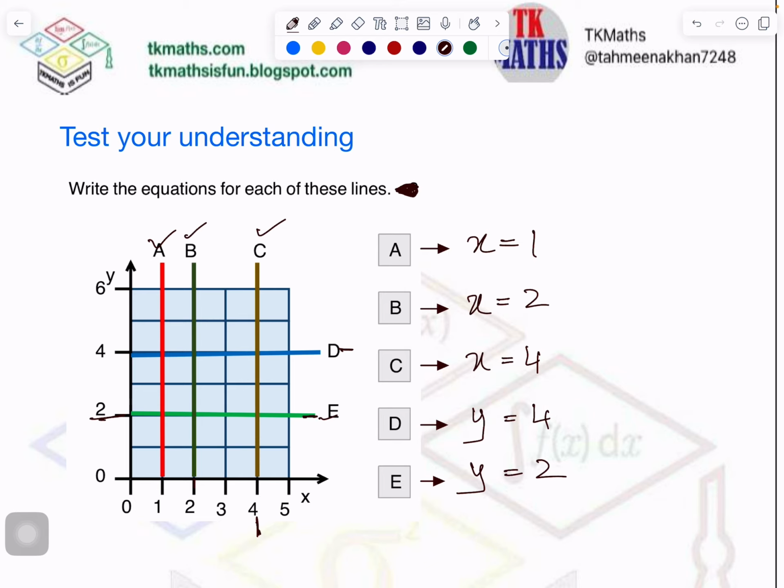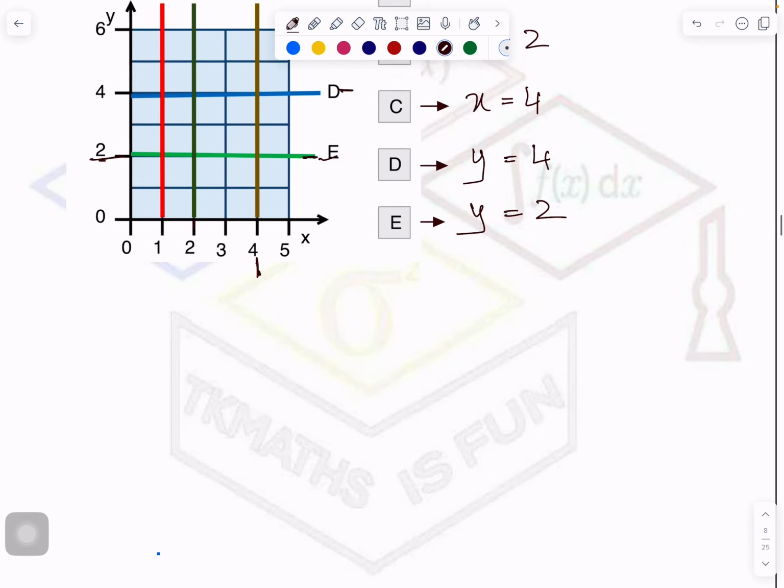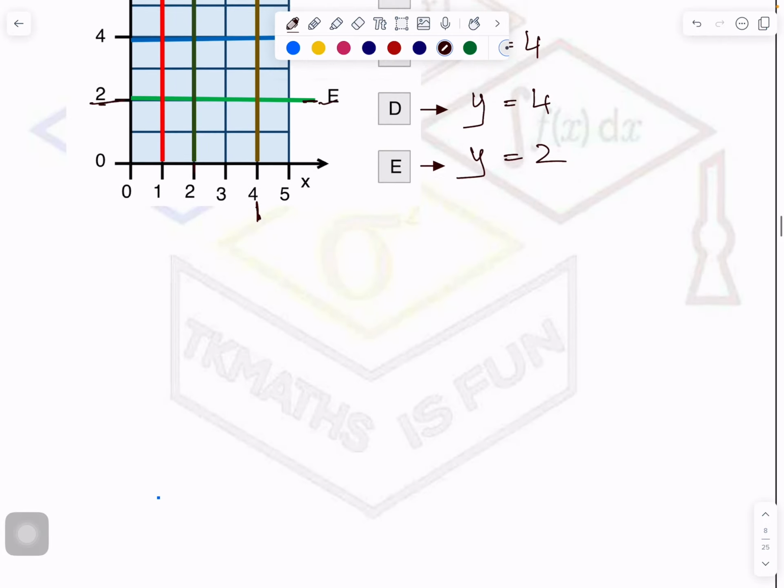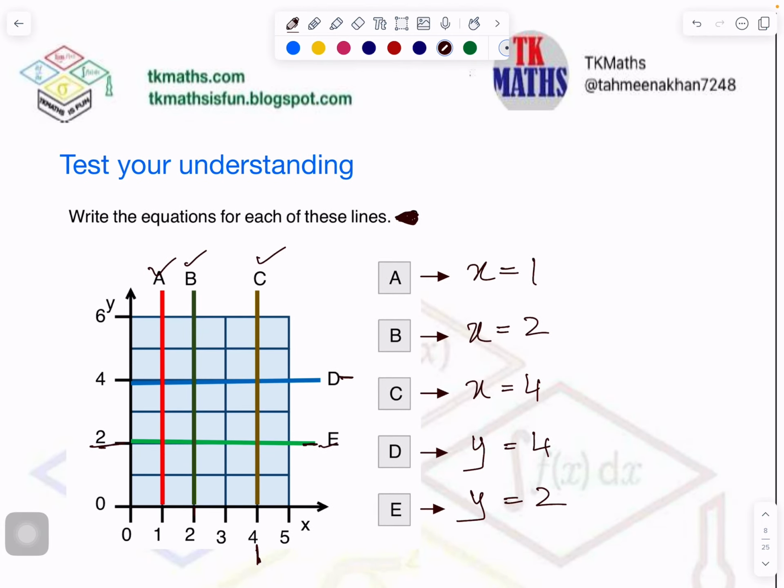Absolutely right. So now I will end this video, and in the next video we will go to the plotting of the points to make the line.